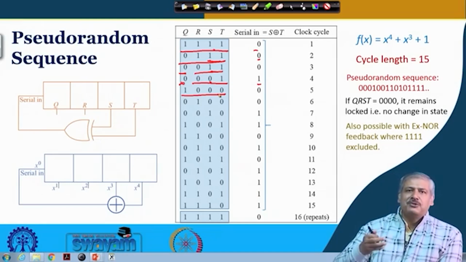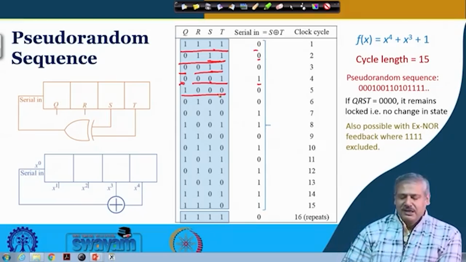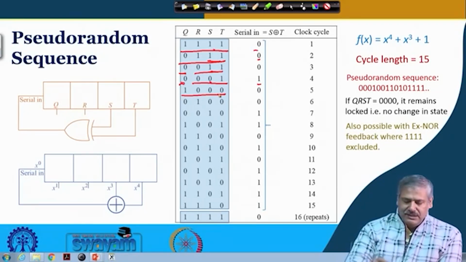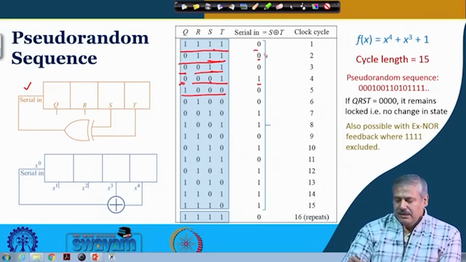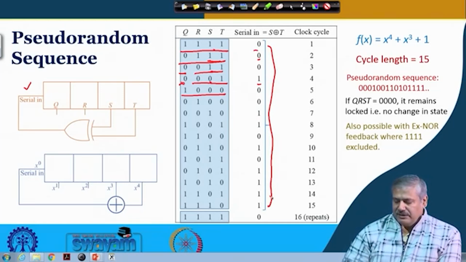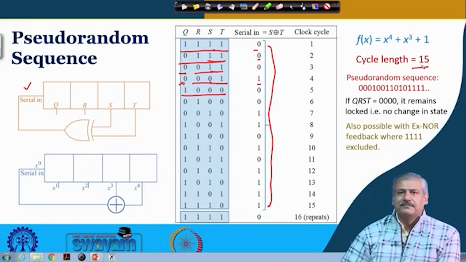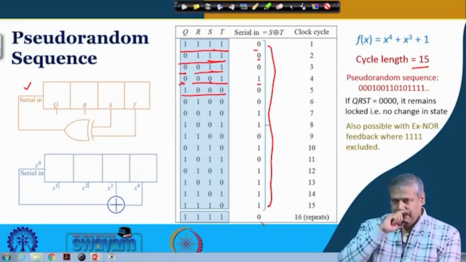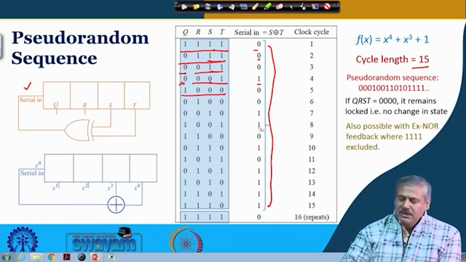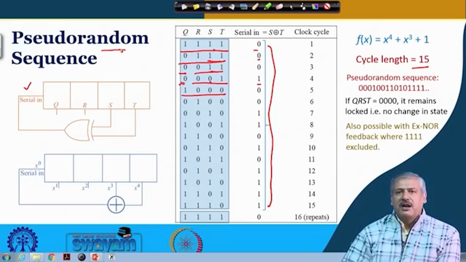Unlike the sequence generator which was of length 4, in this case the output, which you can take as the final output, continues up to a length of 15. After that it starts repeating. The zeros and ones you can see over here are what is known as pseudo random.